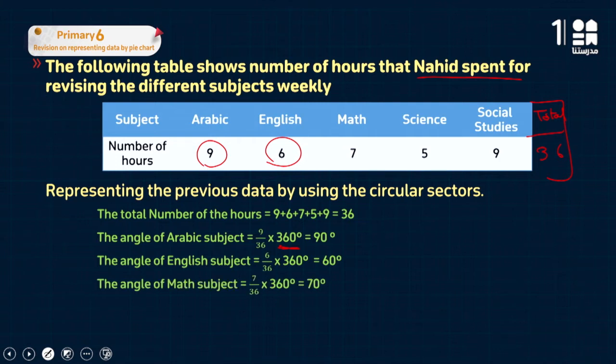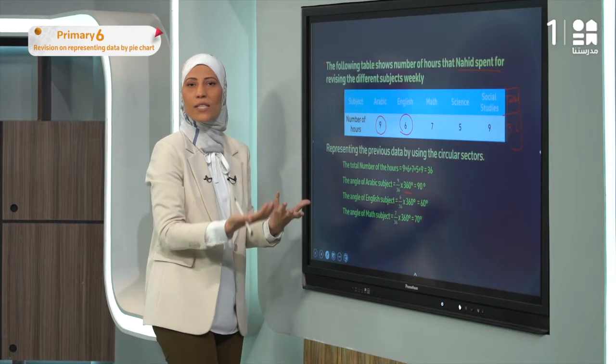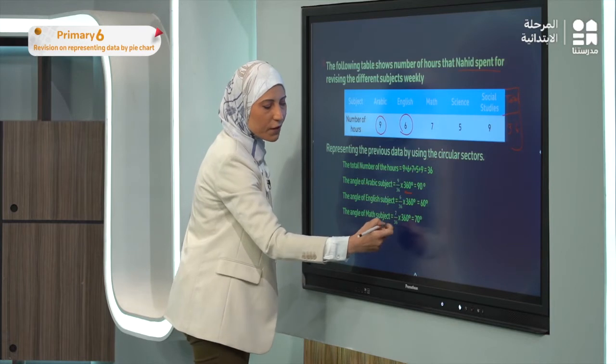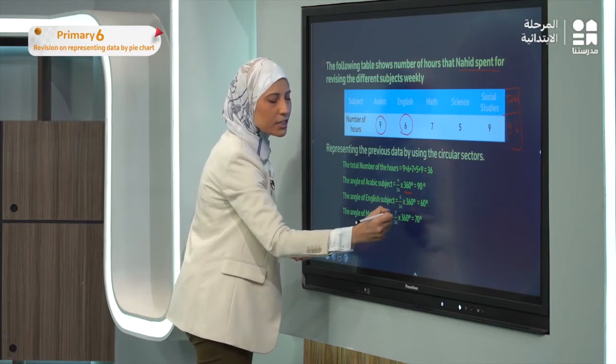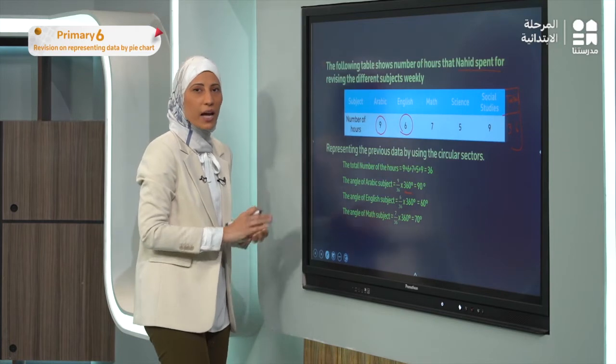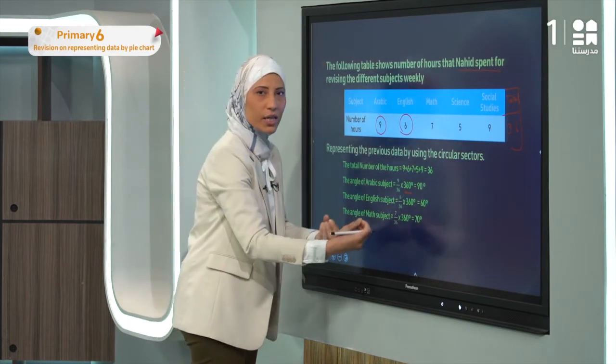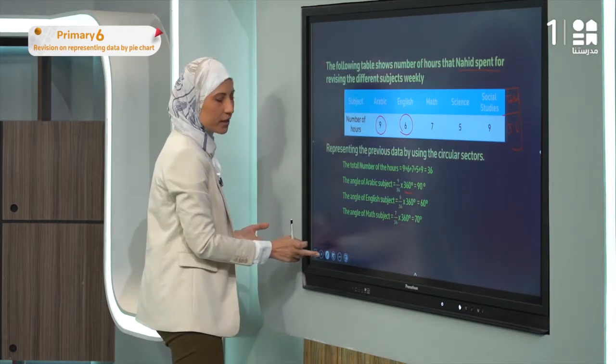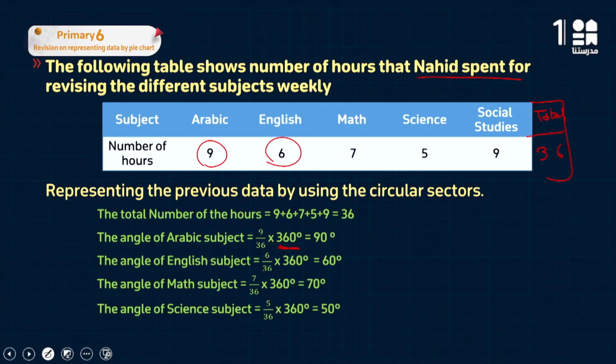Also the math subject will be 7 divided by 36 times 360, which equals 70 degrees. Without using the calculator, you can see that 360 simplified with the 36 gives 10. 7 times 10 is 70 degrees. I'm just telling you how to calculate it without using the calculator, but of course you can use your calculator. Now the angle of science is 5 divided by 36 times 360, so it gives me 50 degrees.